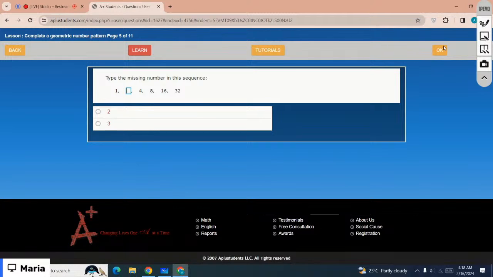Type the missing number in the sequence. So which number is missing? The next one in the sequence is, yes, that is 2. The correct option is 2.